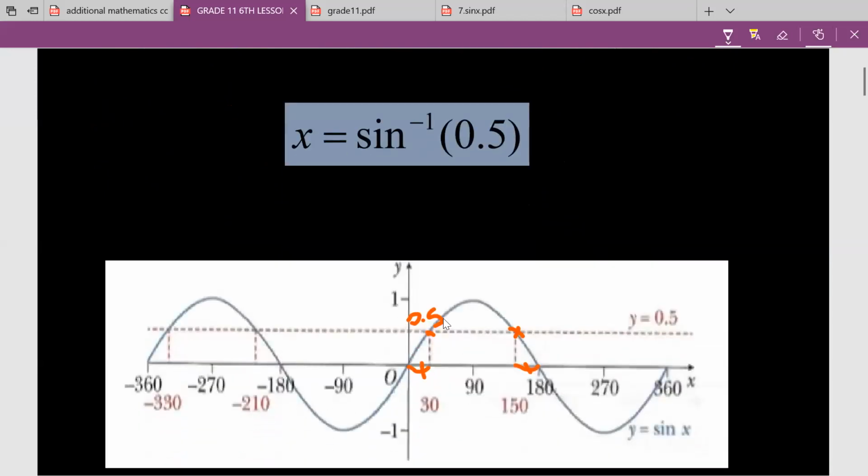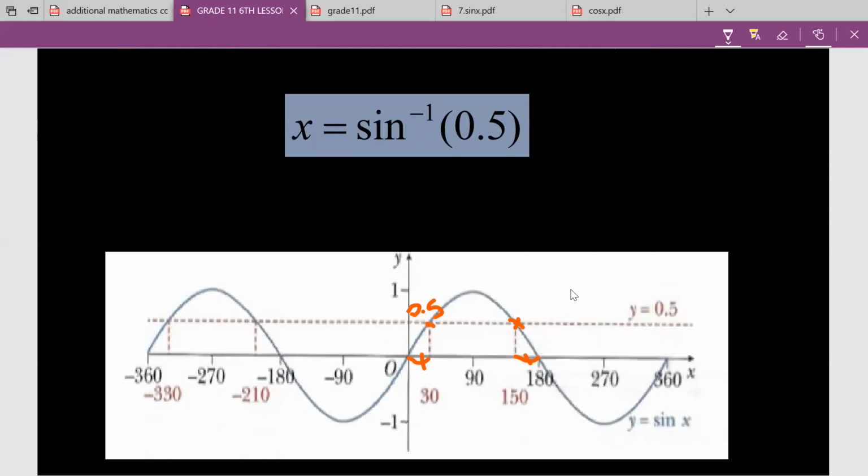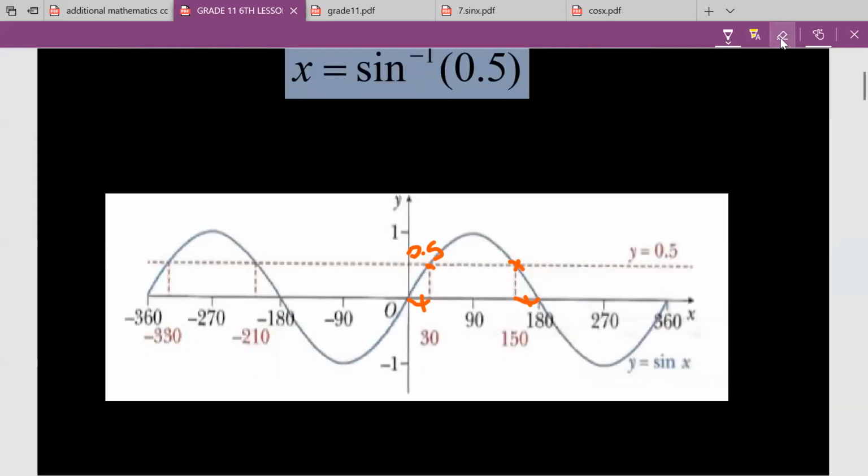From the graph in your book, you can say y equals 0.5, isn't it? Y equals 0.5. Let's change the color of pen. Let's make it red. Here is 0.5. And it's crossing at 30 degrees. We found it using the calculator.